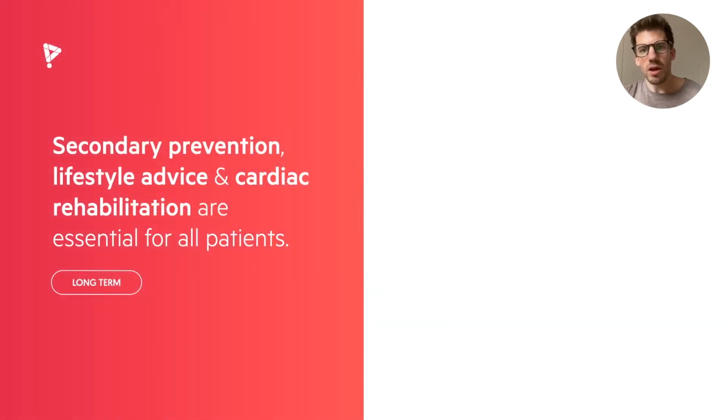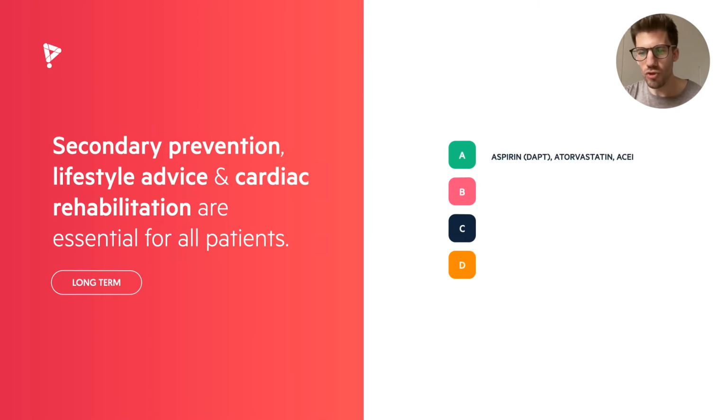So following acute coronary syndrome, it's important we think about secondary prevention, lifestyle advice and cardiac rehabilitation, as this is essential for all patients. And we can remember these factors by A, B, C, D. So with A, all patients following acute coronary syndrome need aspirin, so dual antiplatelet therapy in combination with another antiplatelet such as clopidogrel or ticagrelor. They need high dose atorvastatin and need an ACE inhibitor. This is to help prevent abnormal remodeling of the heart. We need to provide bisoprolol, which is shown to improve mortality following acute coronary syndrome. And we need to provide cardiac rehab and tell them to cut out smoking.